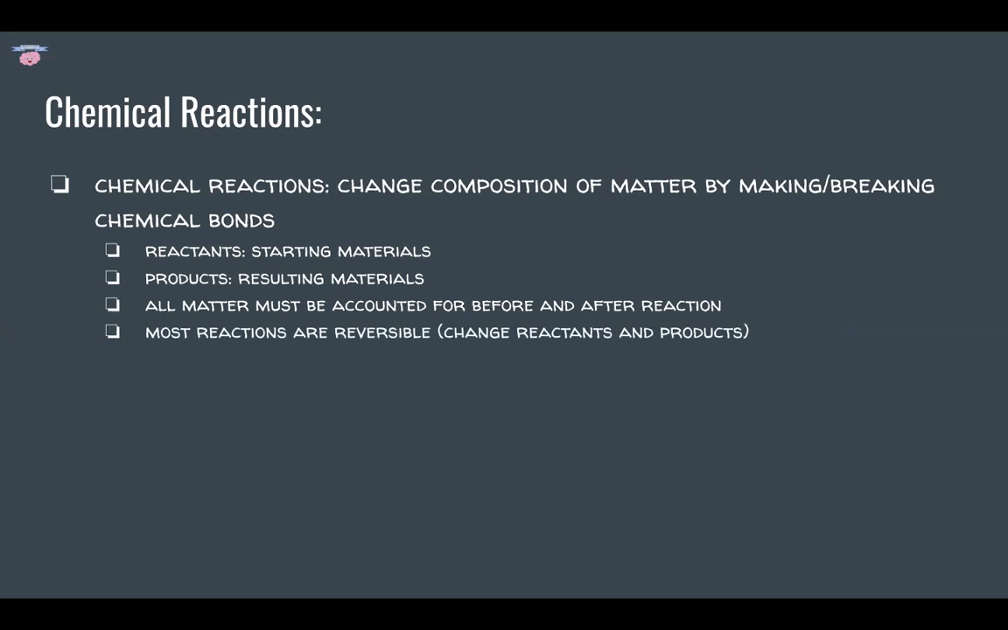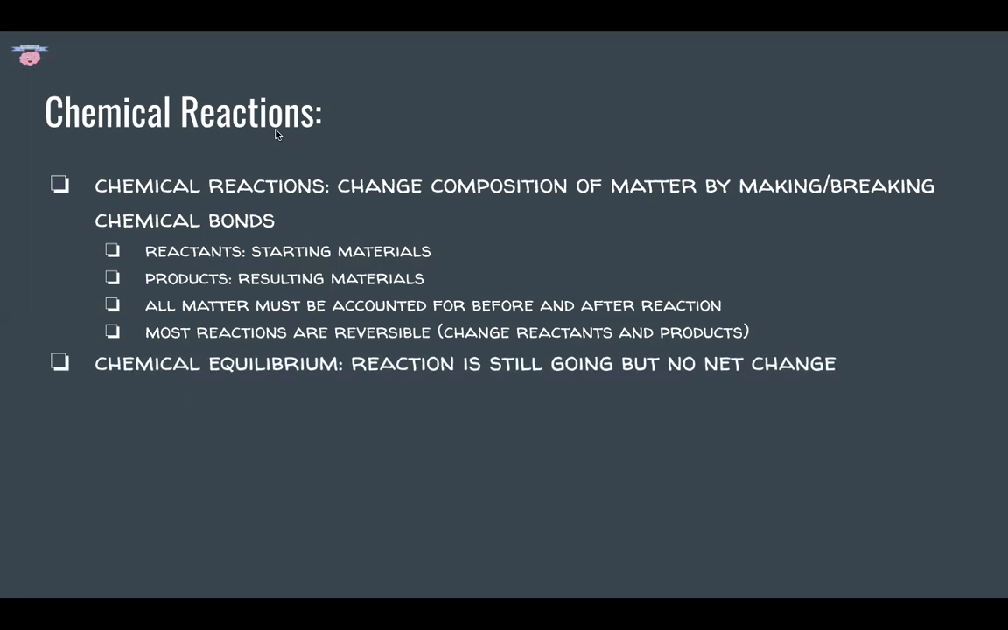Most reactions are reversible. You can change the reactants and products. An example of a chemical reaction would be Na plus plus Cl minus yields NaCl. This is an ionic reaction. So the reactants are these, and the products are these. And this is reversible, so you can also write NaCl yields this. This is the other way. So now this is the reactant, and these are the products. This is splitting the salt into its elemental forms.